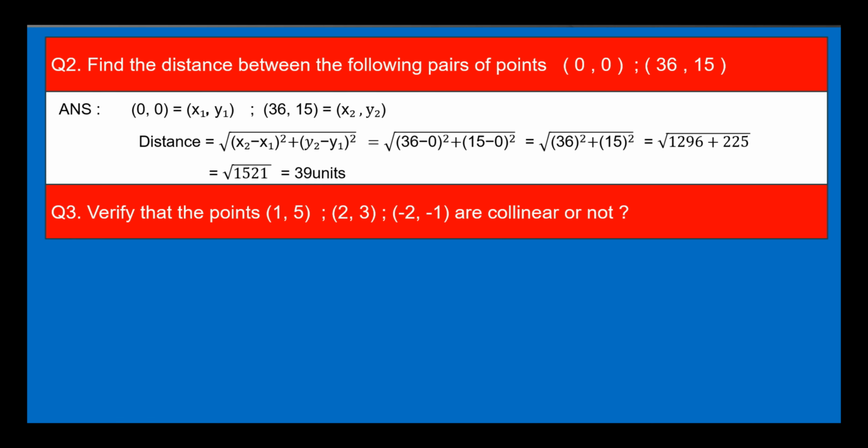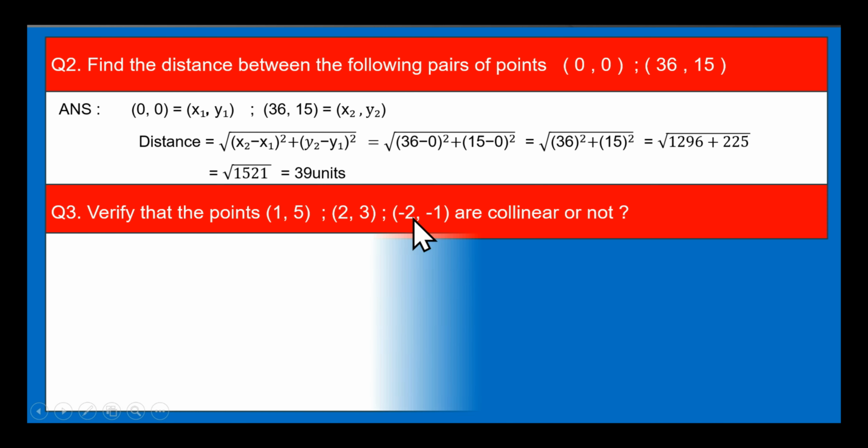Now, first of all, let us learn what is meant by collinear. Collinear points means the points that lie on the same straight line. If 3 or more than 3 points lie on the same straight line, then they are said to be collinear points. Is it clear? Now we have to verify that the given 3 points are collinear or not. Now let us check. Here is the solution.